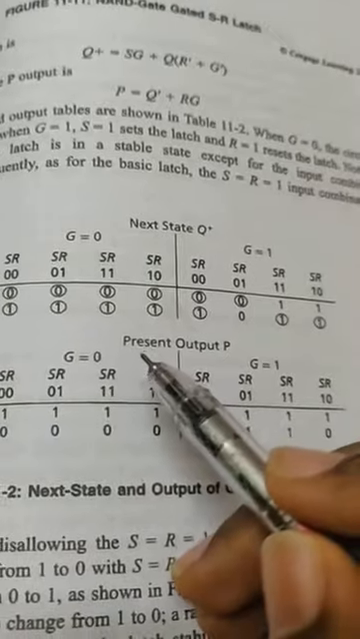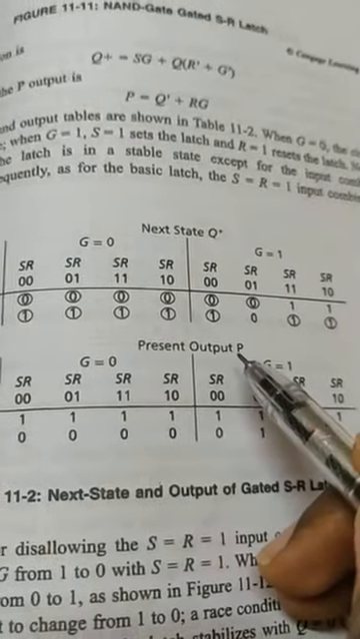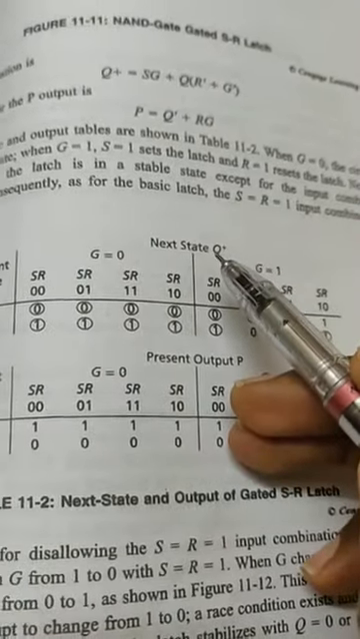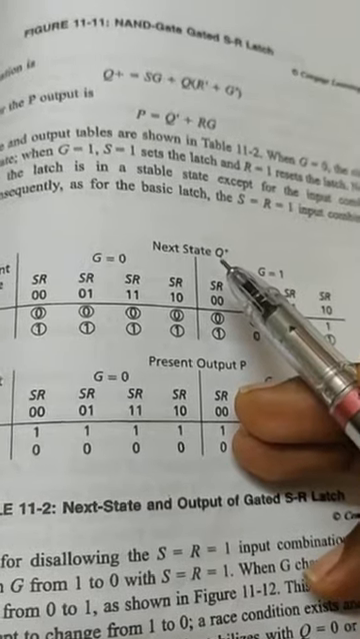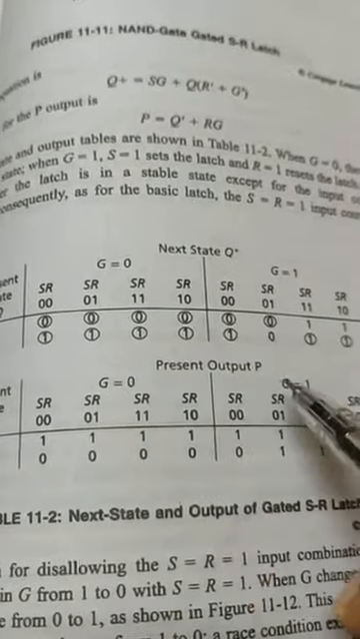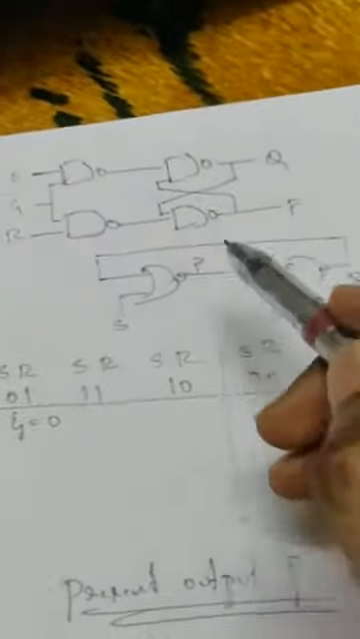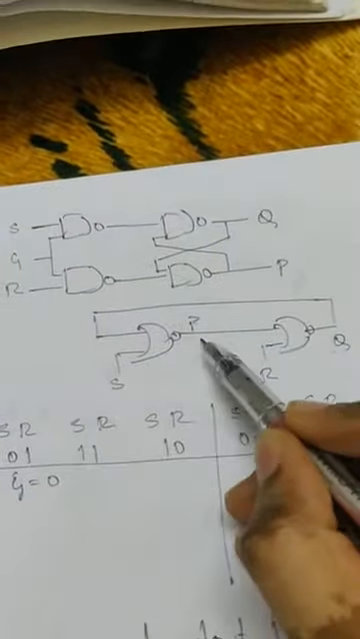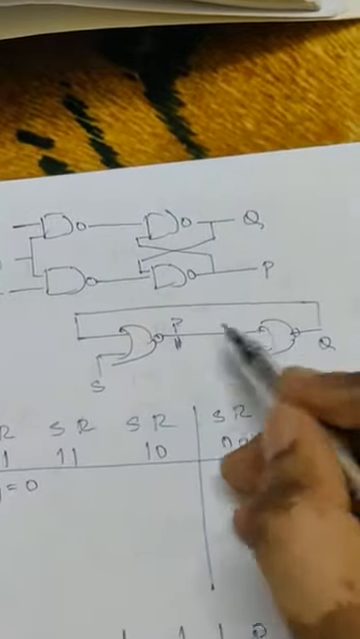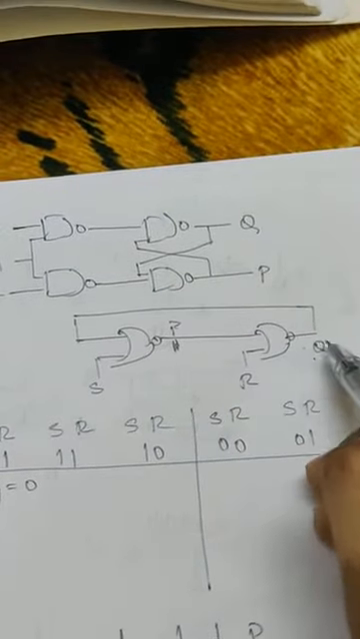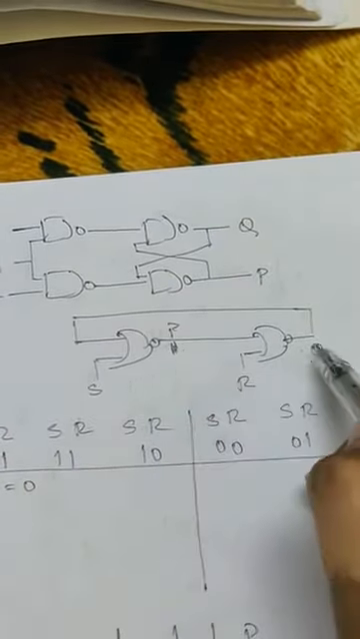I am going to explain the present output P. Right now we concentrated on the Q, that's the final output. We need to concentrate on P, which is an intermediate output. You remember this table; this is a final output, and this is an intermediate output, P. So P will be opposite to Q. Whenever Q is equal to 0, P will be 1. Whenever Q is equal to 1, P will be 0.